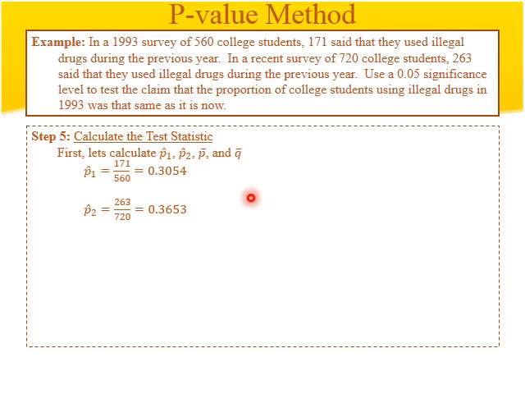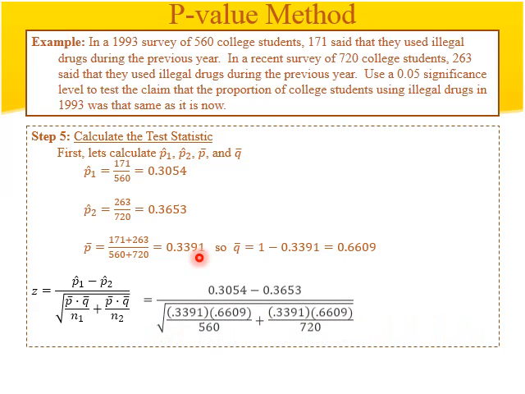P2 hat is going to be 263 divided by 720 because P2 is the current year college students. So P bar is going to be the pooled proportion, adding up the two numerators together and adding up the two denominators together to get a pooled proportion of 0.391, which means Q bar will be 0.6609. So now we can throw all this into our test statistic.